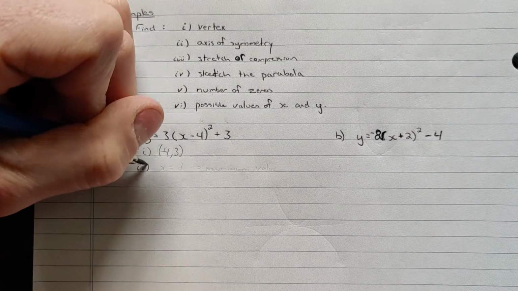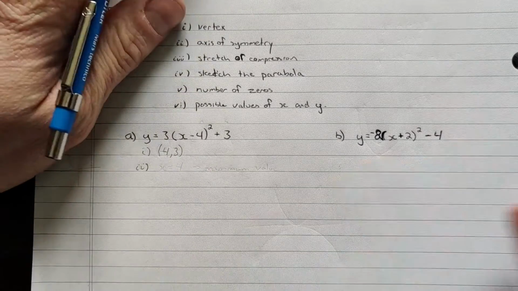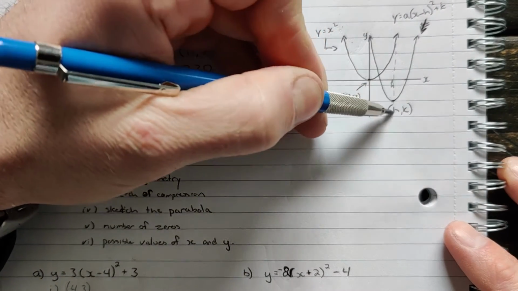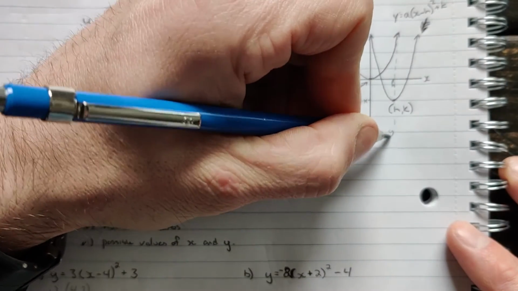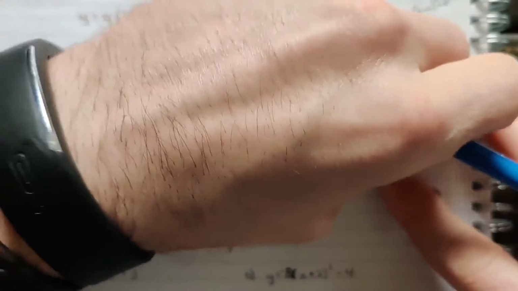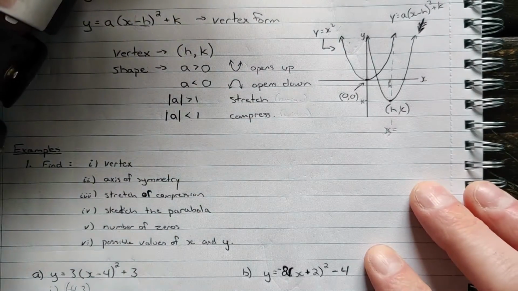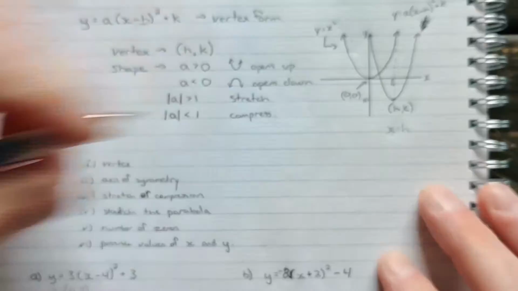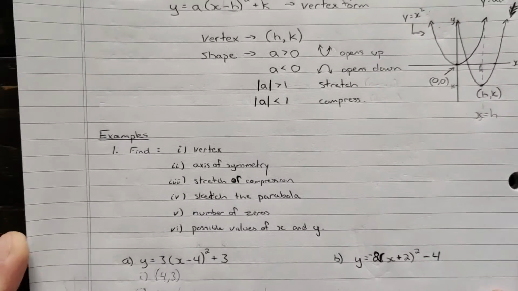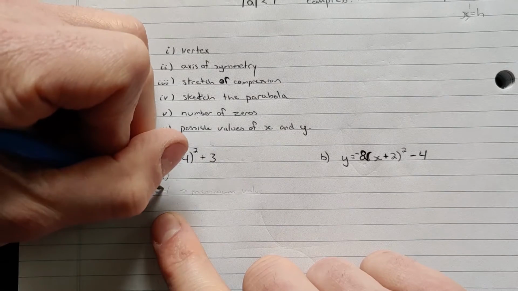In the second part, the axis of symmetry is the line that divides the parabola directly in half. So if I go back here, our axis of symmetry would run right down here, and it would be x equals whatever the h value is. So going back over to our question, the axis of symmetry in this case is x equals 4.